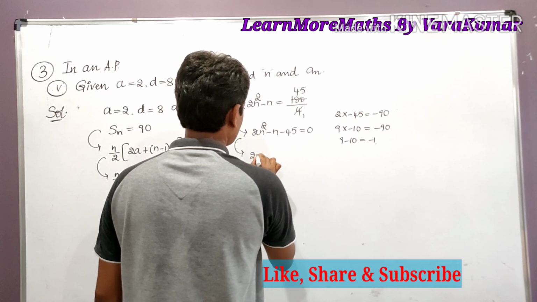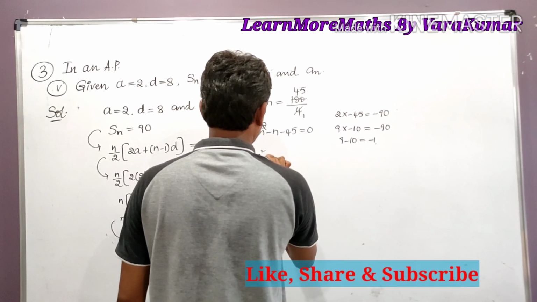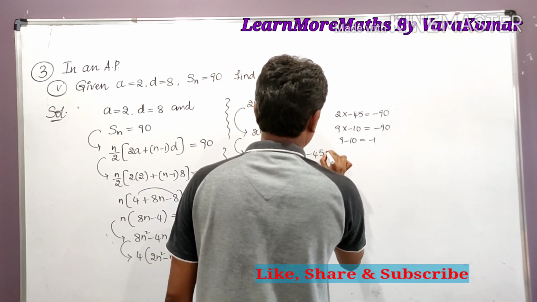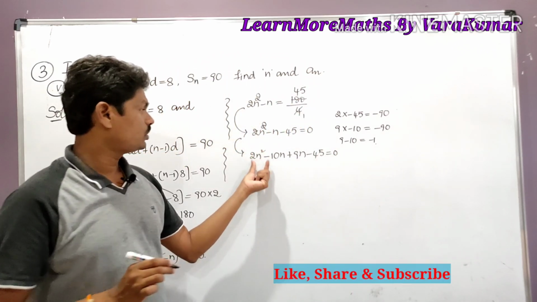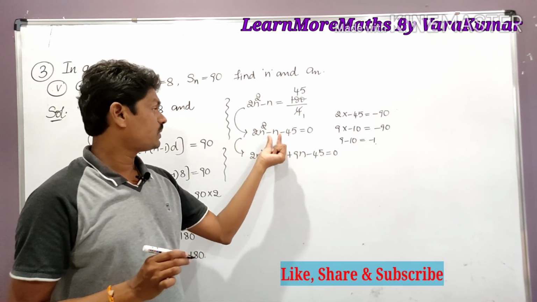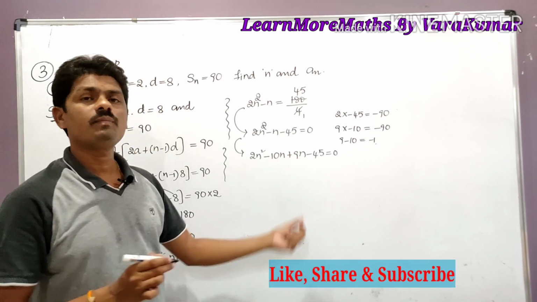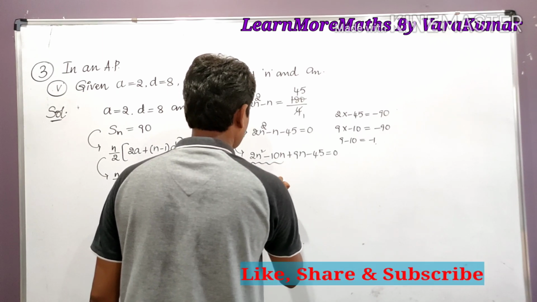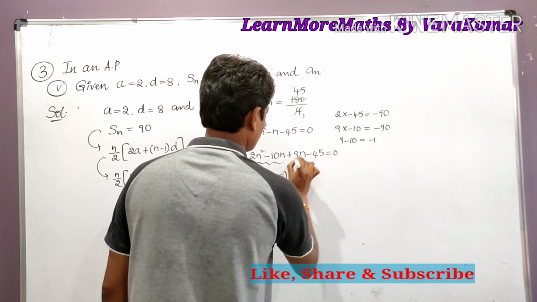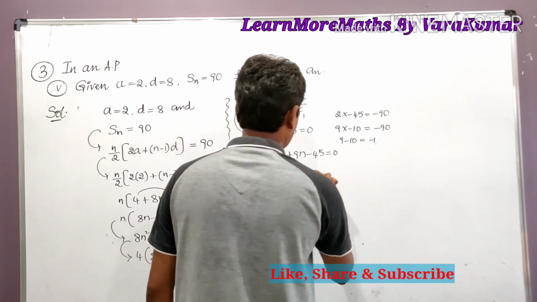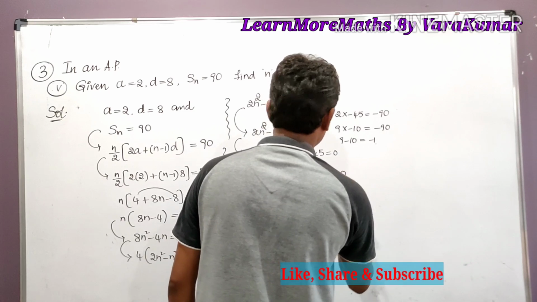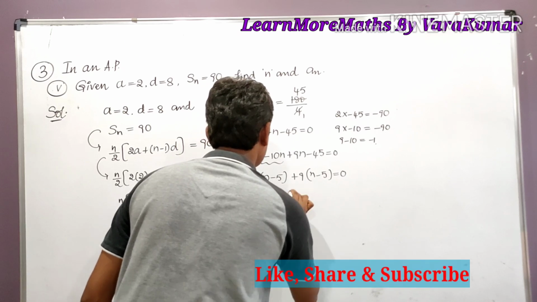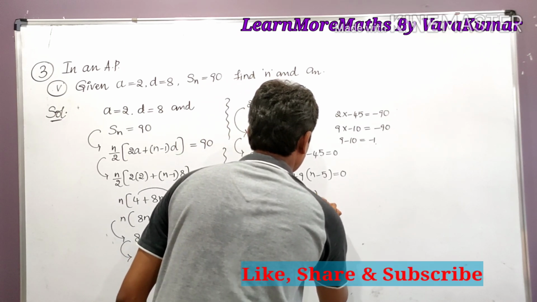So write 2n square as usual. This minus n can be written as minus 10n plus 9n, and write minus 45 as usual, is equal to 0. In these two terms, 2n is common, student. If I write 2n as common, here n minus 5. So plus 9 is common, student, here n minus 5 is equal to 0. So in these two terms n minus 5 is common. So I am writing (n minus 5) into (2n plus 9) is equal to 0.